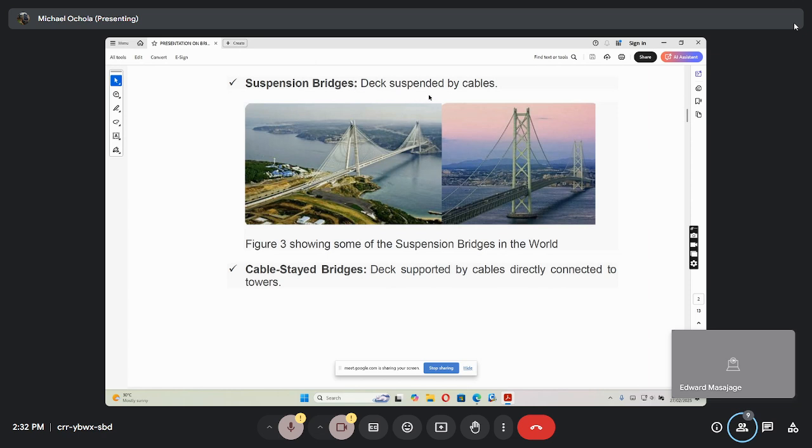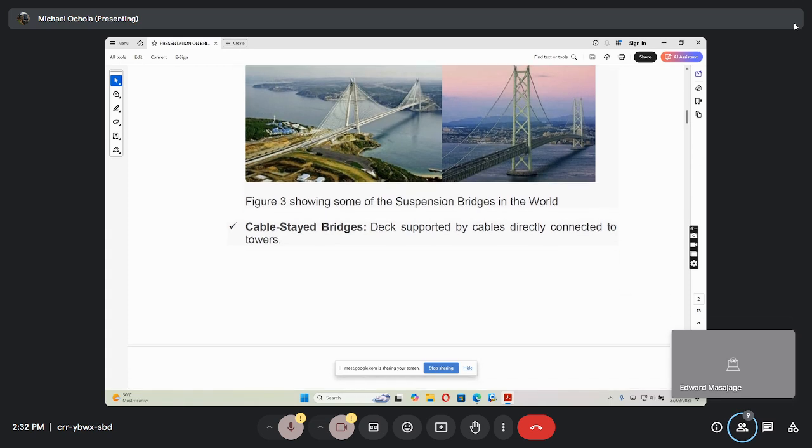So what is carrying what? What is a burden to what? And now the other one takes load where? The same applies with cable stayed. They're saying your deck is supported by cables directly connected to the towers. So now when you're looking, some of these can give you hints.